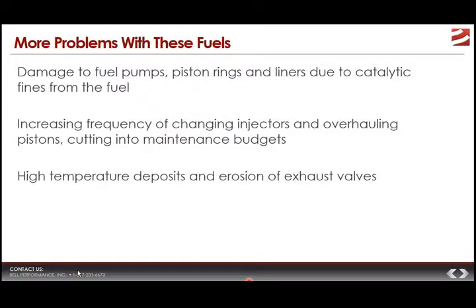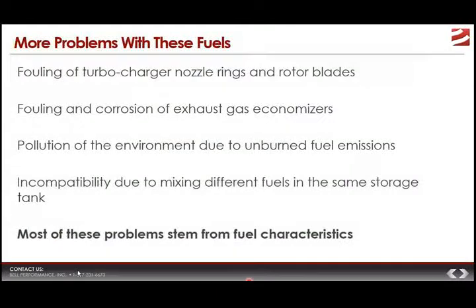High temperature deposits and erosion of exhaust valves. We're going to talk more about hot corrosion issues. Definitely a big problem, and so definitely one that's worth exploring a little further. Still more problems: fouling of turbocharger rings, fouling of rotor blades, fouling of exhaust gas economizers. Those are all areas of the combustion system that can get fouled by certain things. And the likelihood that they do get fouled depends, in part, on the composition of the fuel.